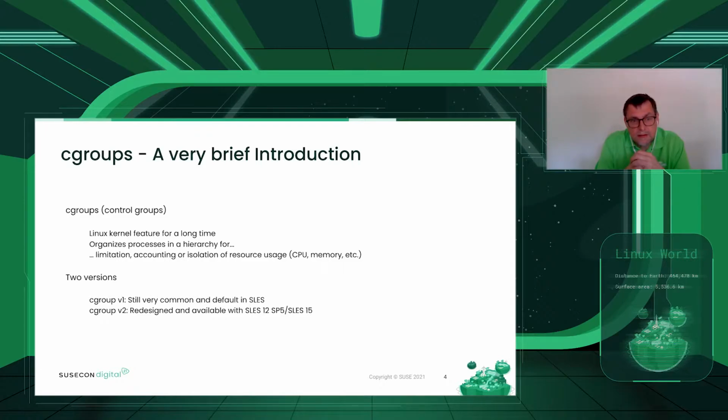But meanwhile, there is a complete redesign: cgroup version 2, which is available in SLES 12 SP5 and SLES 15. And we see version 1 is, let's say, deprecated. We see a movement from version 1 to version 2, and several community distributions have already made that switch. So cgroup version 2 is definitely the future.